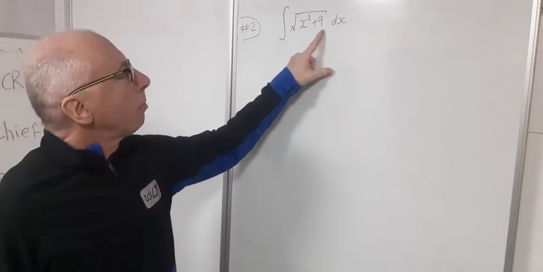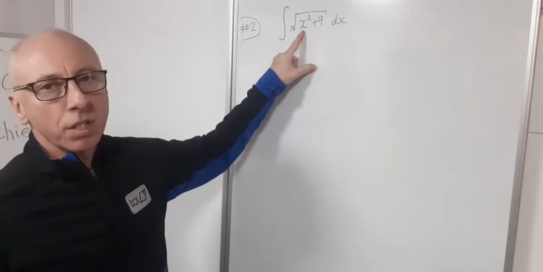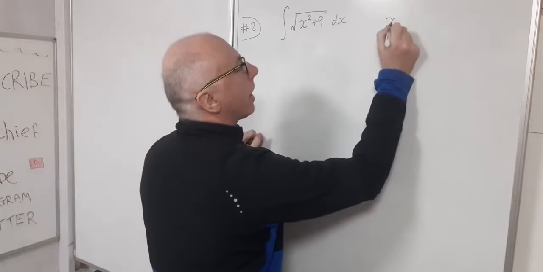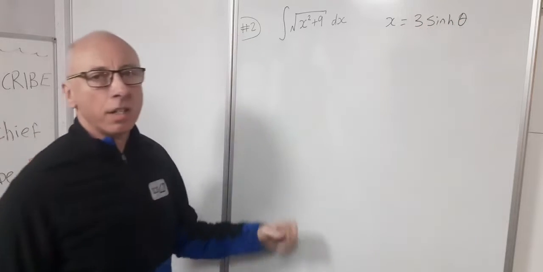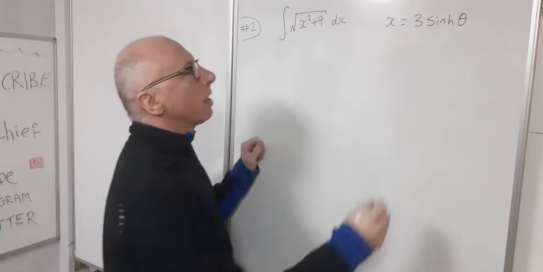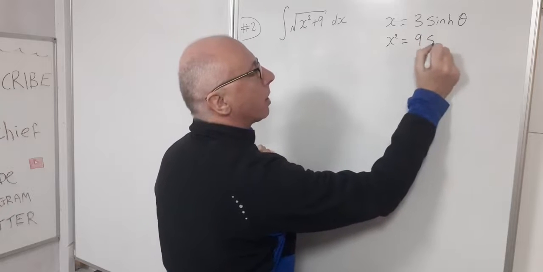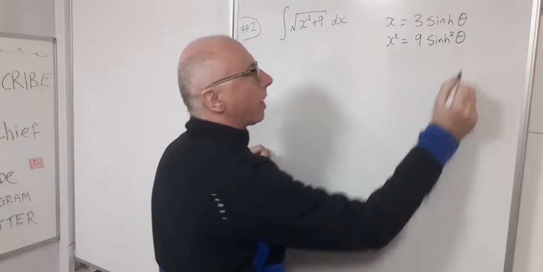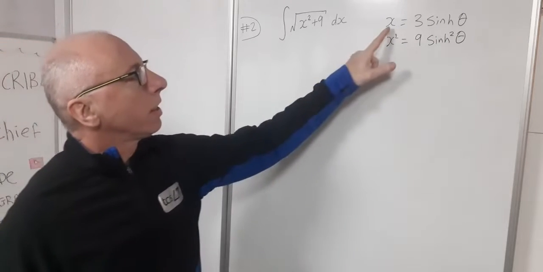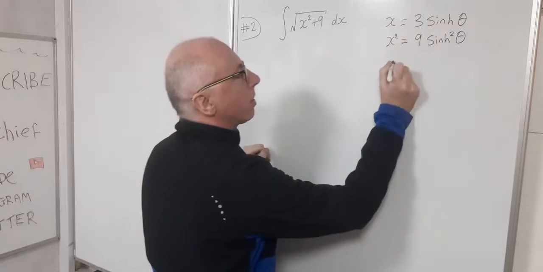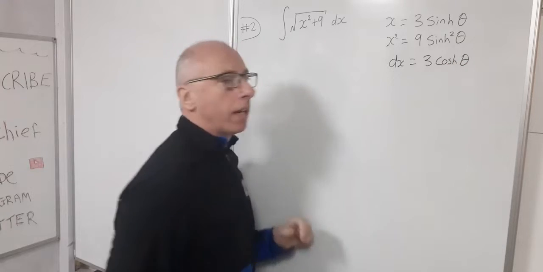So as I've got x squared plus 9, I'm going to let my x equal 3 times sinh of theta. So let x equal 3 sinh theta. So that's what my substitution is going to be. So now my x squared, which is what I've got here, is going to give me 9 sinh squared theta. Okay, now because I'm substituting, I need to take the derivative of my x. So my dx will be 3 cosh theta.